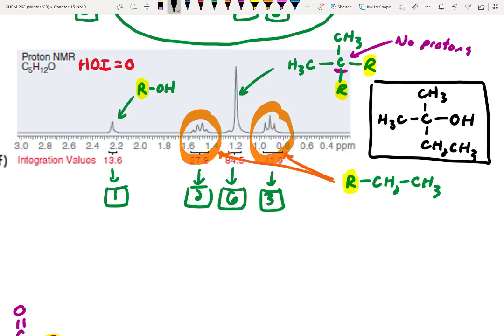So those two methyls are in the same environment. Yeah, these two methyl groups are going to be equivalent to one another because there's actually a plane of symmetry for them. If you build this with a model kit, you'll see that there's a plane of symmetry where they're mirror images of one another.